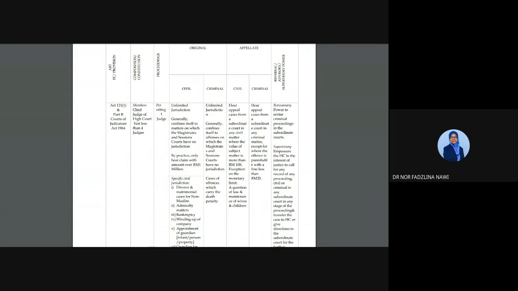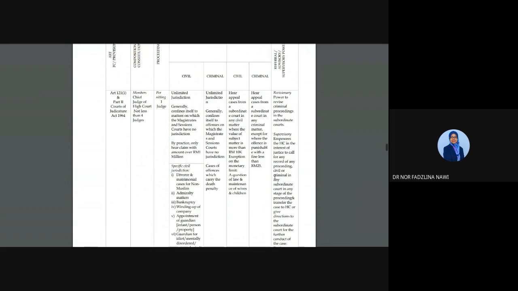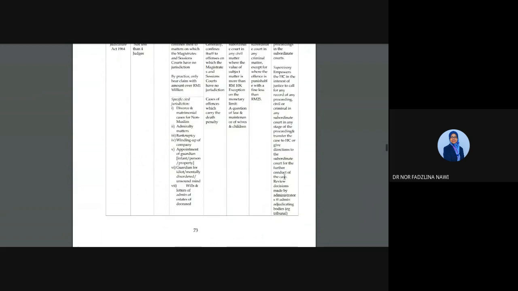But usually the subject matter of the appeal must be more than 10,000, except for cases of maintenance of wife and children for the non-Muslim. For the criminal jurisdiction, they can hear cases from the subordinate court, except where the offence is punishable with less than 25 ringgit. They also have revisionary jurisdiction, supervisory jurisdiction, to supervise the lower courts.